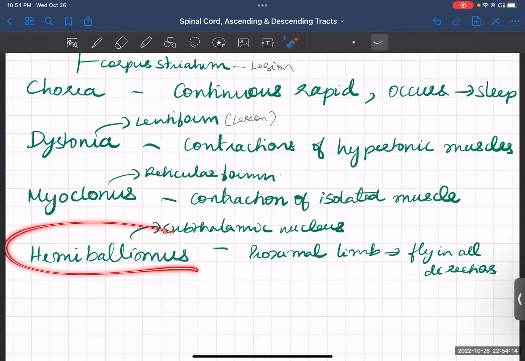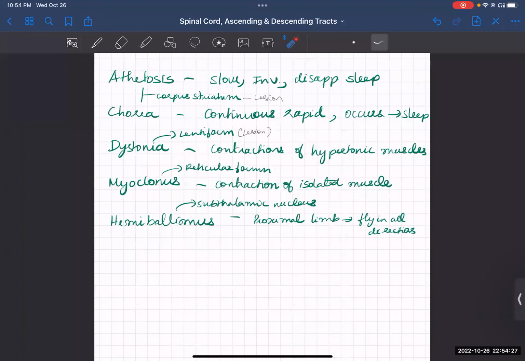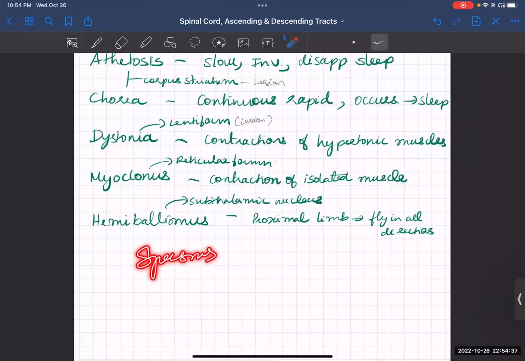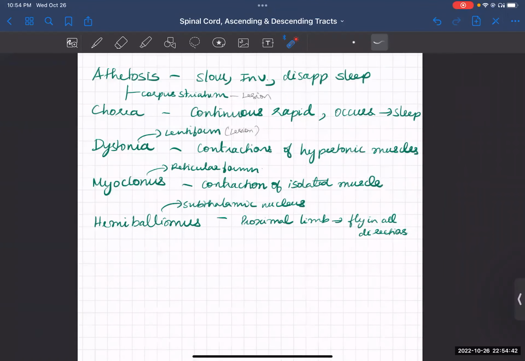And finally, hemibalismus. It is the flying of all your proximal limbs in different direction, like ballistic, like missiles. That is due to the subthalamic nucleus lesion. So remember what are these, and remember what nucleus lesion causes what. So these are some new terms, and I did not include terms like spasms, hypertonic, hypotonic, because those are really basic terms that we must know by now.